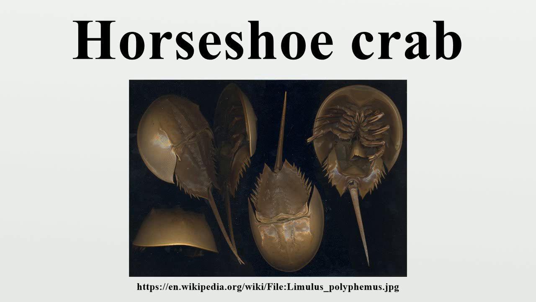Carcinoscorpius rotundicauda, the mangrove horseshoe crab, found in Southeast Asia. Limulus polyphemus, the Atlantic horseshoe crab, found along the American Atlantic coast and in the Gulf of Mexico. Tachypleus gigas, found in Southeast and East Asia. Tachypleus tridentatus, found in Southeast and East Asia.